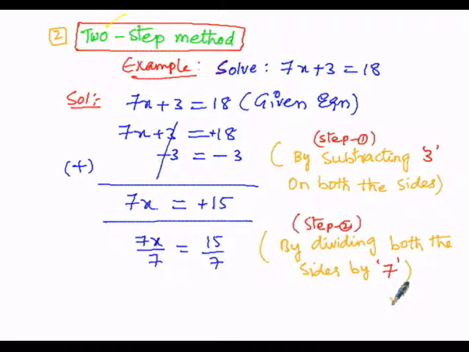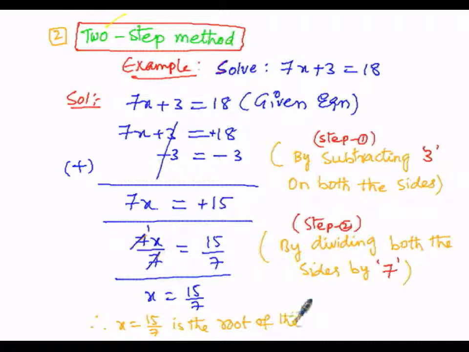So when I have divided on both the sides by 7, the 7 and 7 get cancelled by means of 1s. Then I will be getting x, 1 times x is x, that is equal to 15 divided by 7. Therefore x is equal to 15 by 7 is the solution set or the root of the given equation.